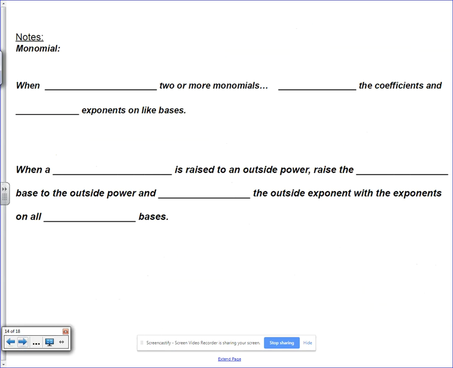Okay, before we get into that, let's get our vocabulary down here. Somebody remind me what a monomial is. One term. And how are they all connected?